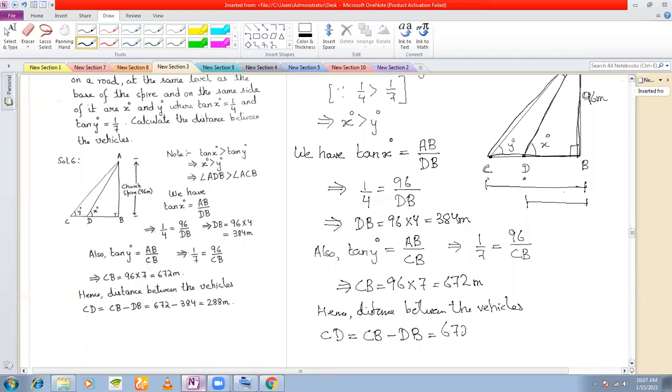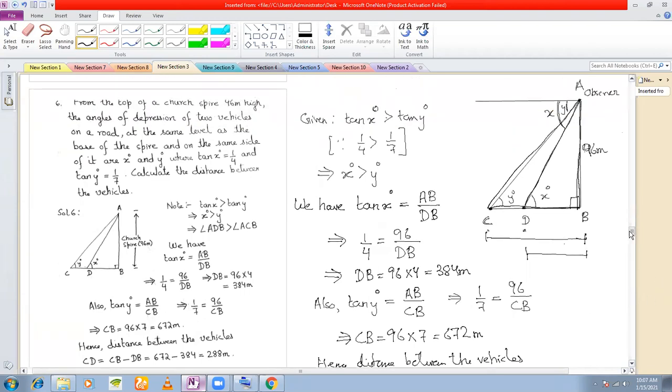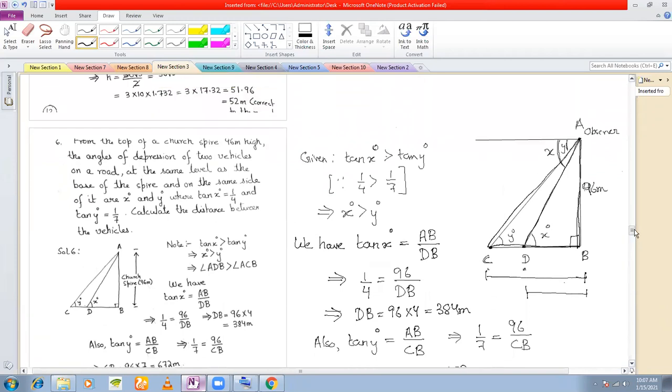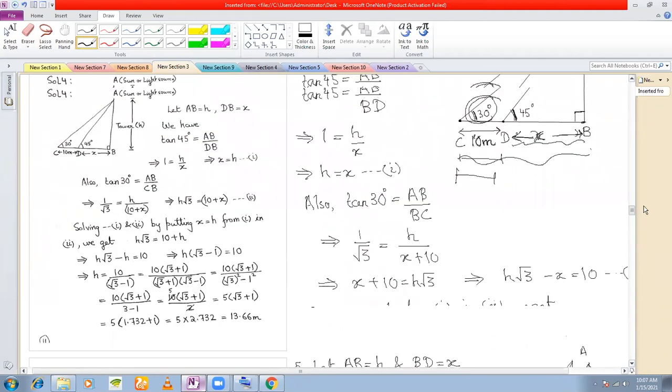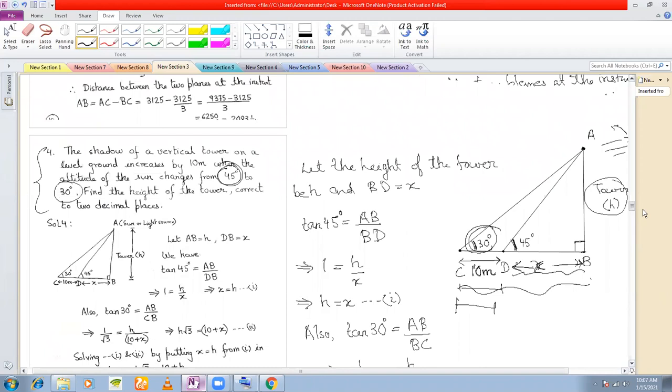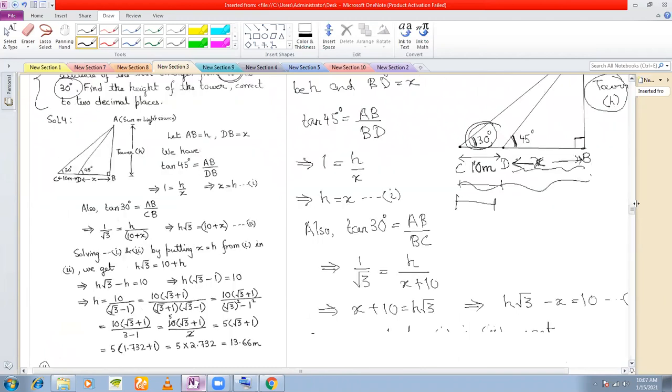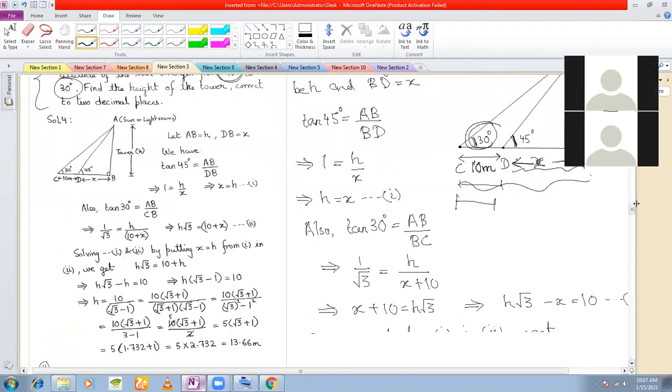672 minus 384, which is 288 meters. Okay. So this problem that I just solved here, problem number 6 according to my notes, and problem number 4 and 5. These three problems are simple variations of the same diagram. What is the diagram? This is the diagram.